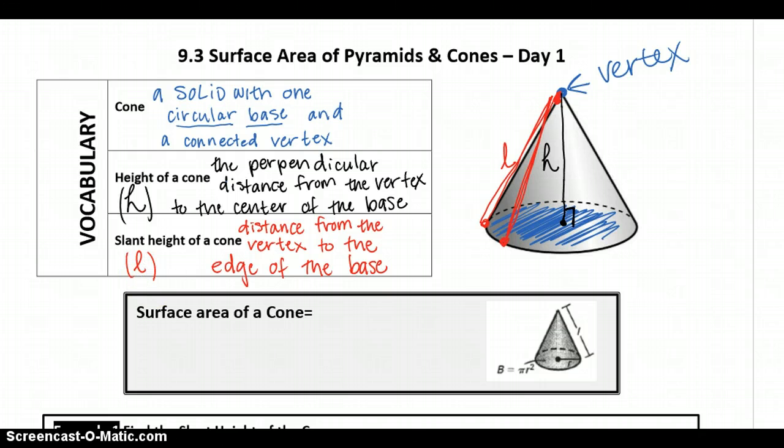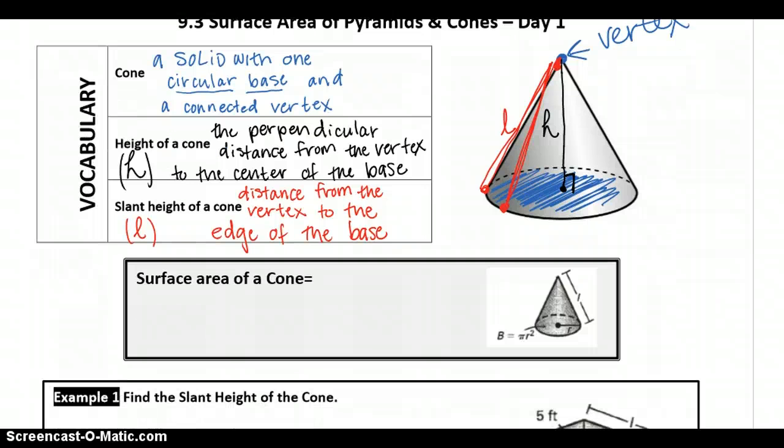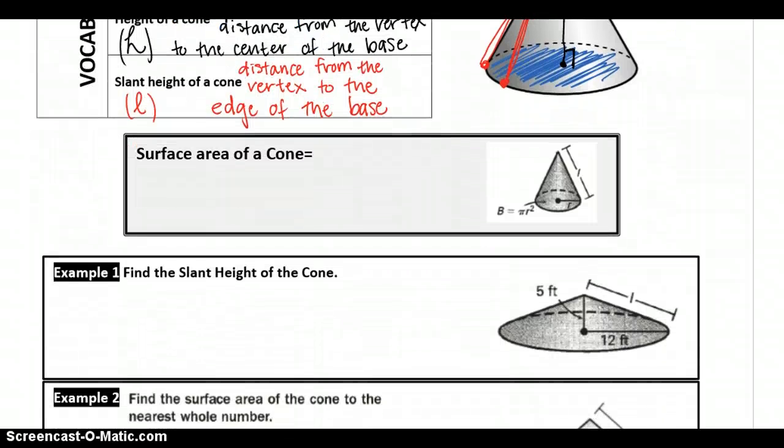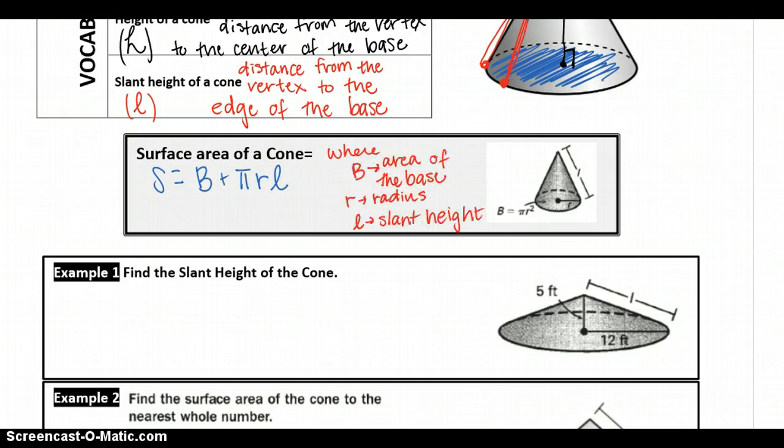So next, let's go on to the formula for finding the surface area of a cone. The formula is S equals capital B plus pi r L, where capital B represents the area of the base, which in this case is a circle, r represents the radius of the base, and L, like we said before, represents the slant height, so the distance from the vertex to the edge of the circle, to the outside. So let's use this formula in example number 1.